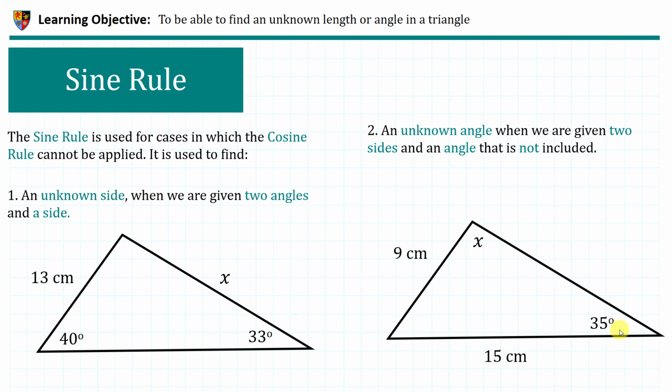towards the end of this section to try some mixed problems, because critically, really, one of the things you have to do is make a decision: am I going to use the sine rule or am I going to use the cosine rule? So for now, get down the date, get down the title. You have the title: sine rule, learning objective to be able to find an unknown length or angle in a triangle, and you have these two triangles to find x. Okay, that's what you're doing next, and we'll see where we go from there.